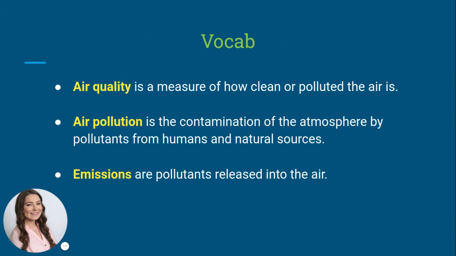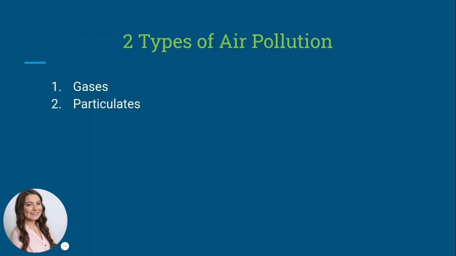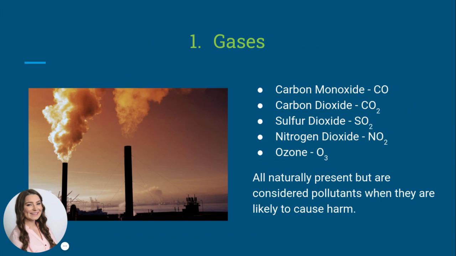Before we move on, let's review some important vocabulary. Air quality is a measure of how clean or polluted the air is. Air pollution is the contamination of the atmosphere by pollutants from humans and natural sources, and emissions are pollutants released into the air. There are two types of air pollution, gases and particulates. So let's start with gases.